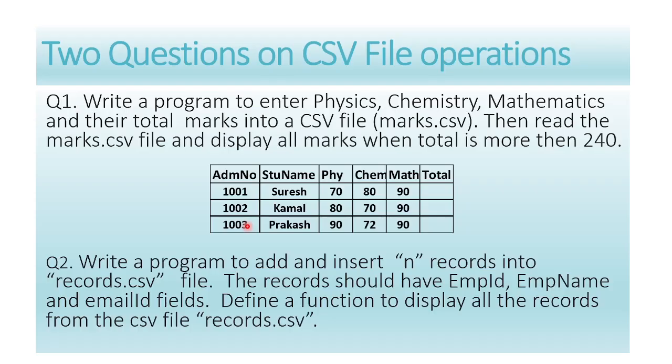Here I have mentioned two similar problems. First one is write a program to enter physics, chemistry, math and the total marks in a CSV file. Then read the marks file and display all the marks on the screen where the total is more than 240. Second problem is write a program to add and insert n records into a file, record.csv. The record should have employee ID, employee name and employee email ID. Define a function then to display all the records in the file record.csv. I think you can solve this problem.